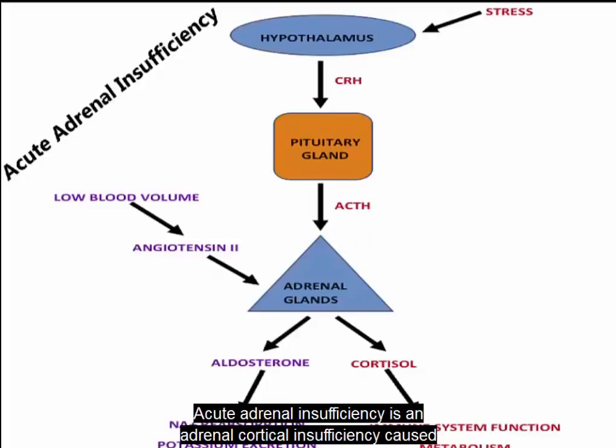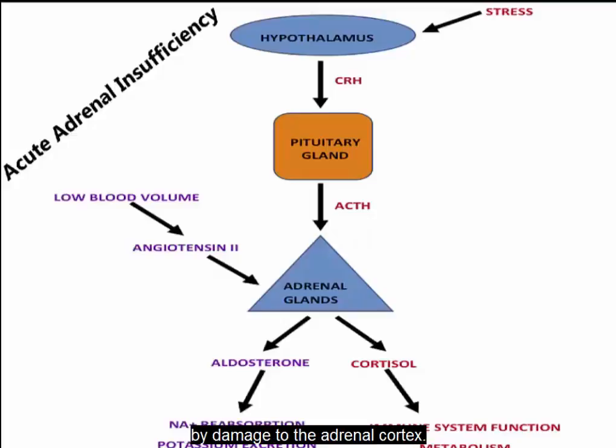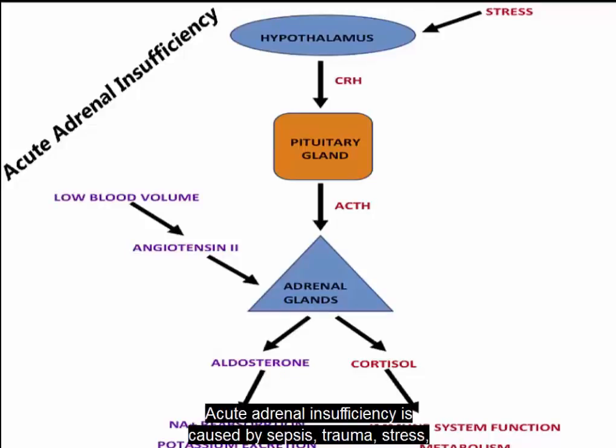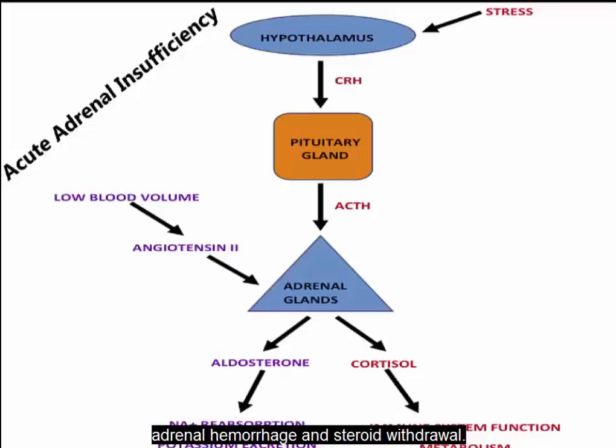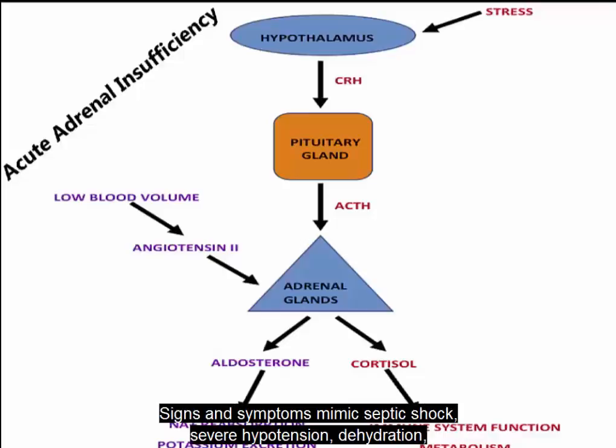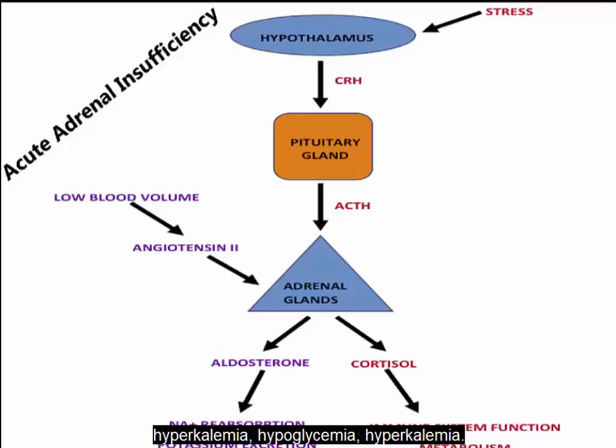Acute adrenal insufficiency is an adrenocortical insufficiency caused by damage to the adrenal cortex. It is a decrease in aldosterone and cortisol, and an adrenal crisis is a medical emergency. Acute adrenal insufficiency is caused by sepsis, trauma, stress, adrenal hemorrhage, and steroid withdrawal. Signs and symptoms mimic septic shock: severe hypotension, dehydration, hyperkalemia, hypoglycemia, hypercalcemia.